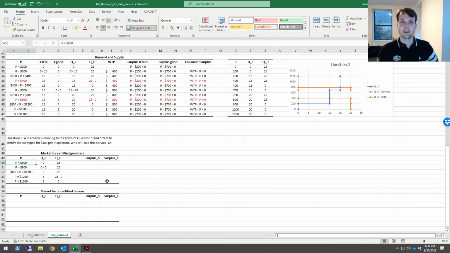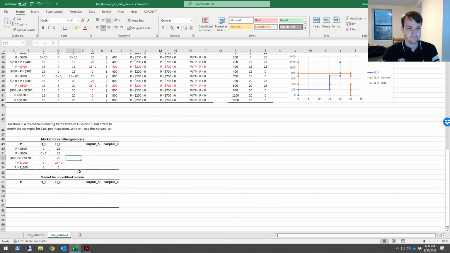I'm going to skip this. I think it should be pretty obvious by now. And how do we find the equilibrium? Well, we compare the quantity sold to the quantity demanded. This one doesn't match, this one doesn't match, this one doesn't match, but this one does. So we know that the equilibrium in the market for certified good cars is going to be an equilibrium price of 1,200, quantity sold 5, quantity demanded 5 as well, or the demand is anywhere between 0 and 5 of them are just going to happen to get a car.